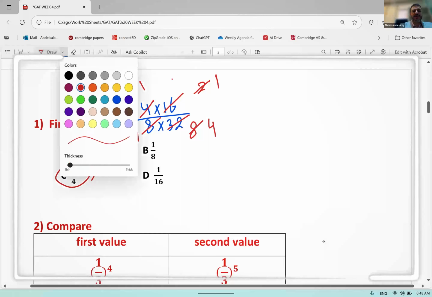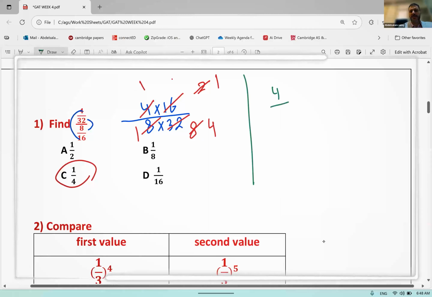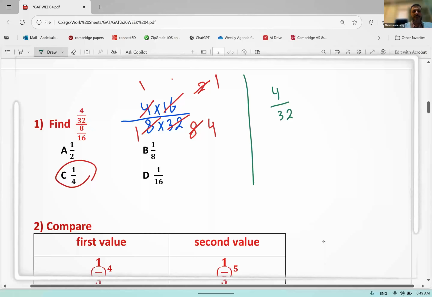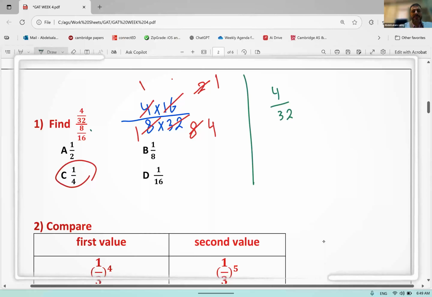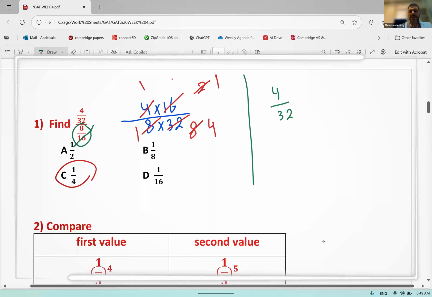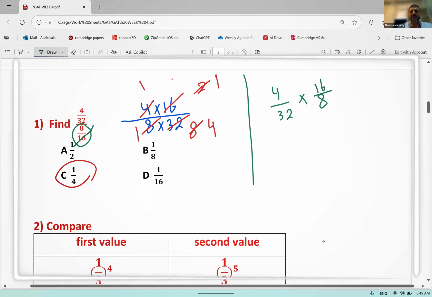Some teachers prefer to explain this question in a different way, which is 4 over 32. Okay, this is the first fraction. Agree? And do you see the denominator? You can flip the denominator. So right here, multiply and write 16 over 8. It was 8 over 16.